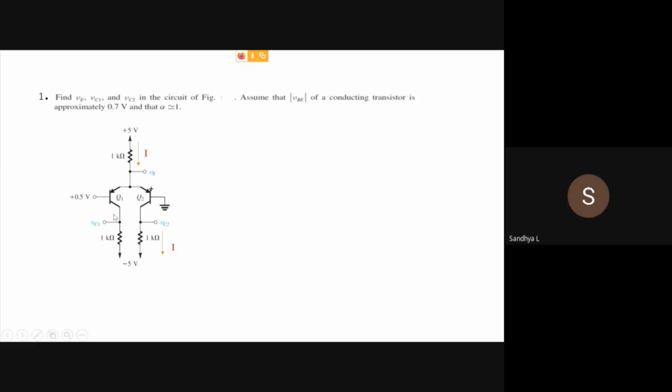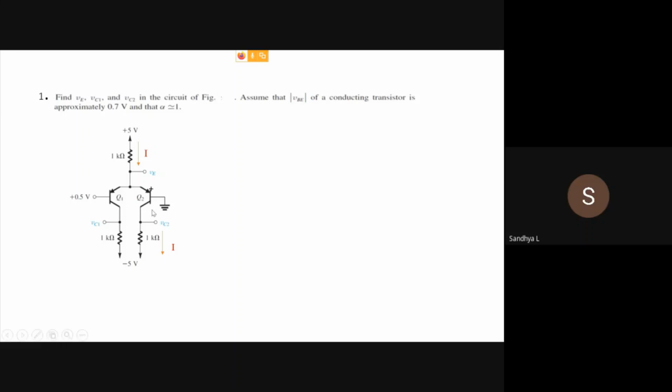In the first case, Q1, base is at a voltage 0.5. In the second case, base is at a voltage 0. So comparatively, the base of Q2 is 0.5 lesser than the base of Q1. The lesser the voltage, the transistor is on, just the reverse of the earlier cases when you used the NPN transistor. So Q2 is naturally on.